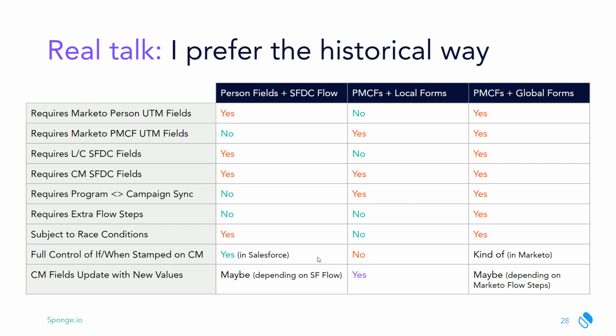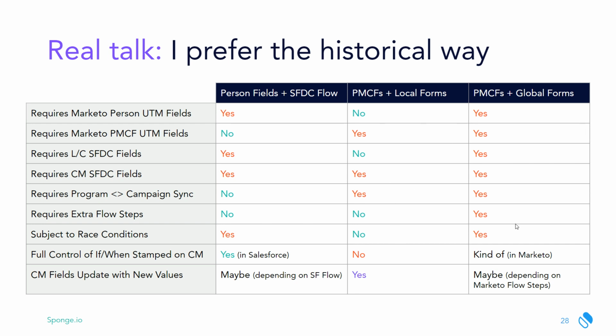And with the older way, you also get full control of if or when those parameters are stamped on the campaign member in Salesforce. For example, you can say only on responses, or only for certain campaign types, or whatever, which you can't really do with the local forms. You can control for it in Marketo, but it gets a little bit more complicated. And you can also control whether, if I capture new parameters for the same campaign, I update those UTMs or whatever. So in my opinion, this middle column is a no-go.